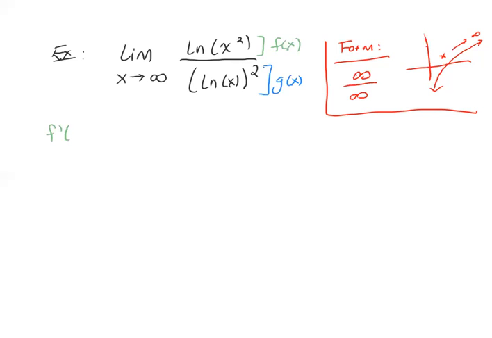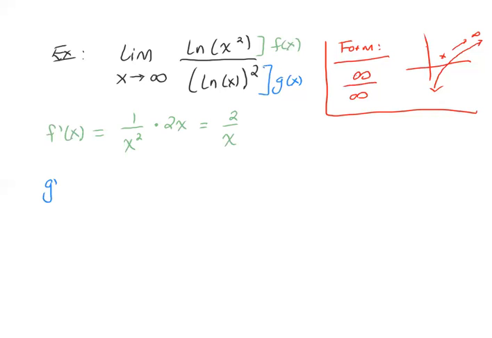F prime of x, I will need to use chain rule to determine the derivative. Outside function is the natural log of x, so it's equal to 1 over whatever's inside that natural log, which is x squared, times the derivative of x squared, which is 2x, which I'm going to simplify. 2x over x squared is 2 over x. Okay?